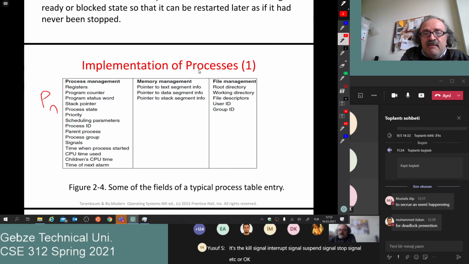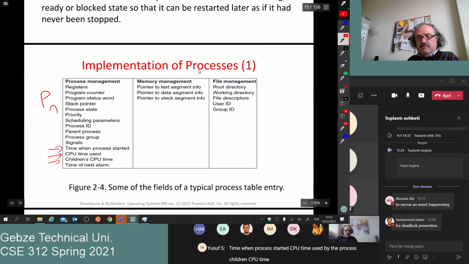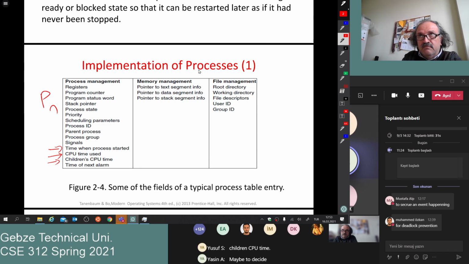Time when the process started. Why is this important? Time when the process started, CPU time used by the process, children's CPU time. Maybe to decide whether enough time has been used by these processes or not. Yes, definitely for scheduling purposes. If this process has used too much CPU time, maybe I will put it at the end of the ready queue. If it is at the end of the ready queue, it's going to take some time for this process to use the CPU again.